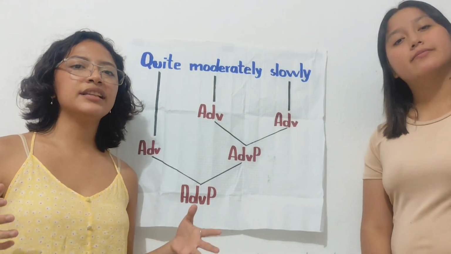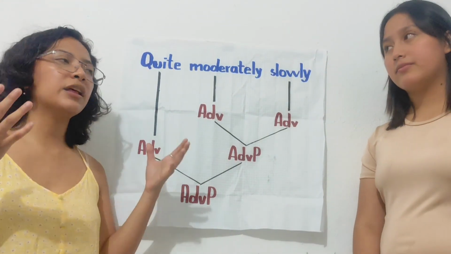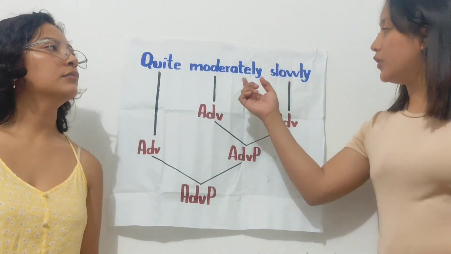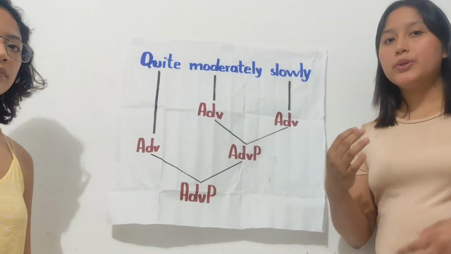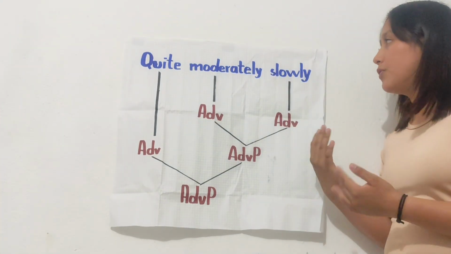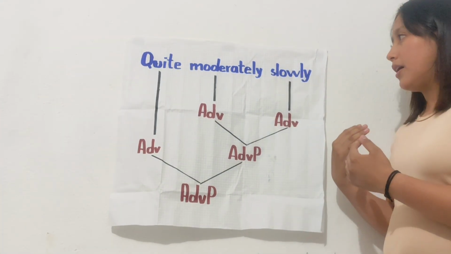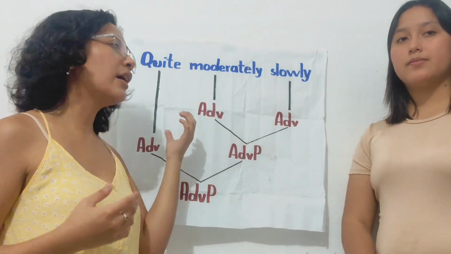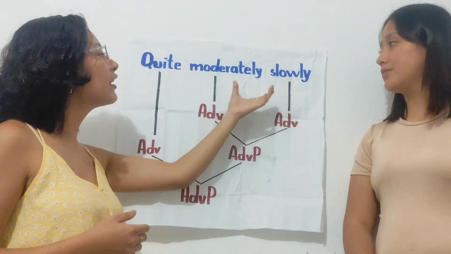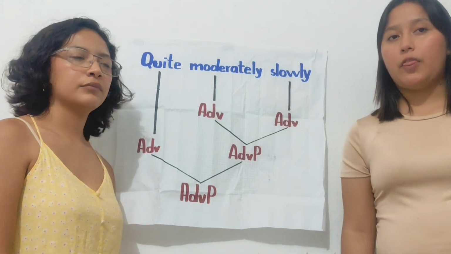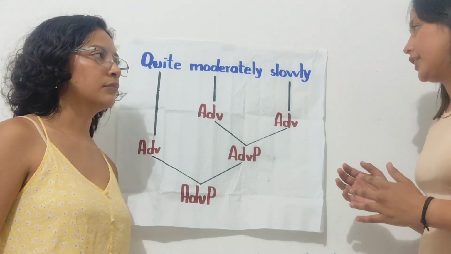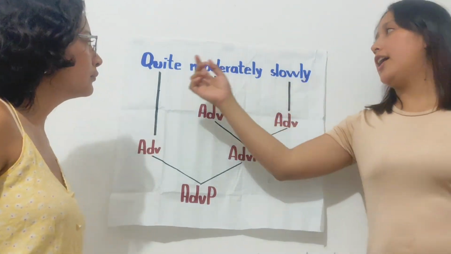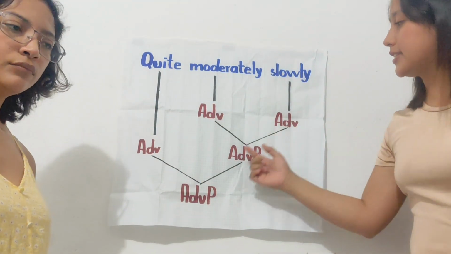Now that we understand each word individually, we can explain how the structure is formed. First, we combine "moderately" and "slowly." Since both are adverbs and one modifies the other, they form an adverb phrase. When we combine everything, "quite" modifies the whole phrase "moderately slowly." So, the structure shows a hierarchy. "Slowly" is the core idea, "moderately" modifies "slowly," and "quite" modifies the whole phrase.